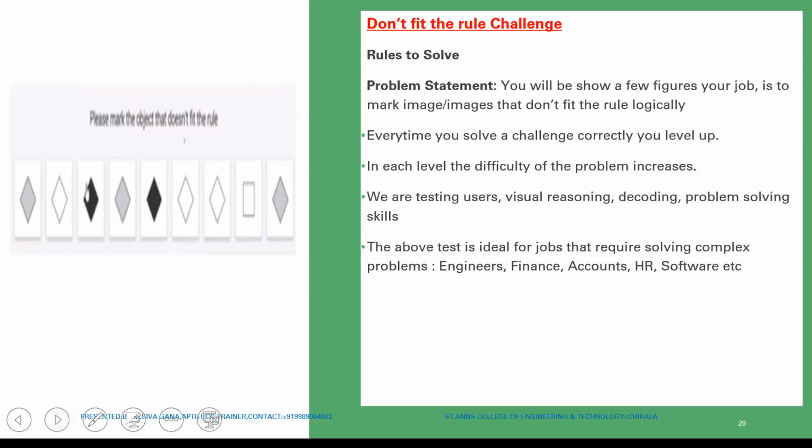Now this is the question. Don't fit the rule challenge. In this challenge, different shapes are given. Now out of those shapes, one shape is not fitting that rule, right? All the objects which are showing on that particular figure will follow a particular rule, but one of the objects is not following the rule. You need to identify that object, the object which is not fitting in that rule, right? This is what this challenge is.